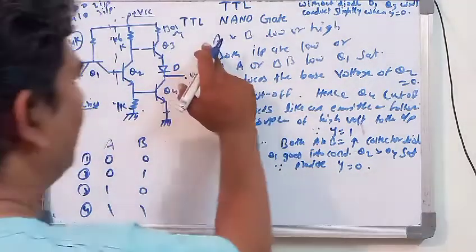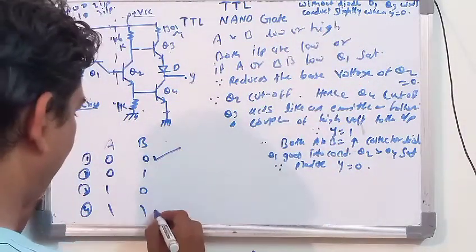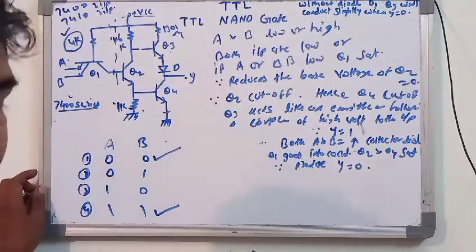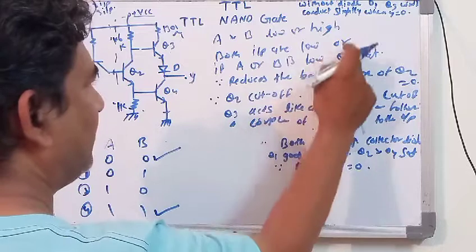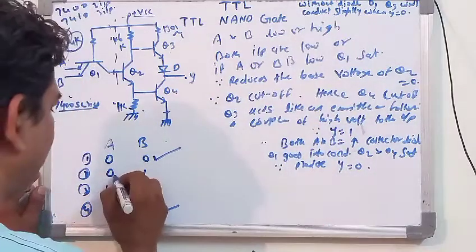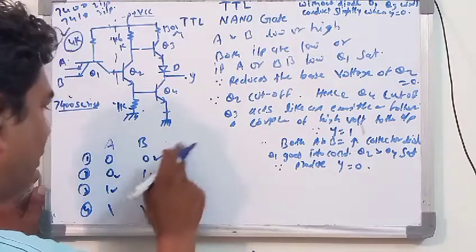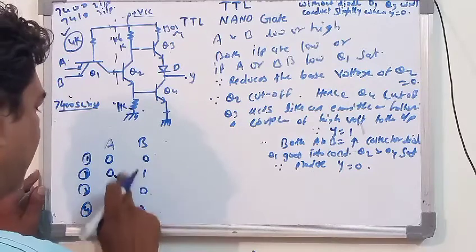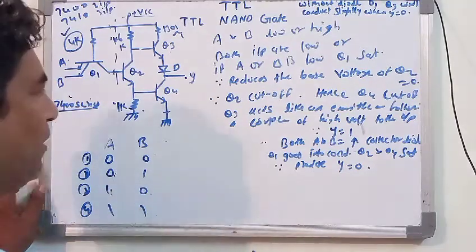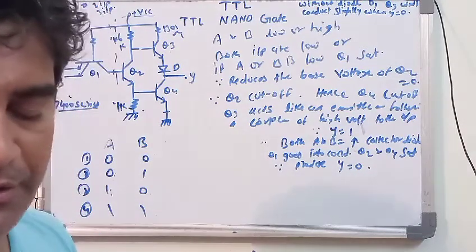If both A and B are low or high, either low or both are high. Both inputs are low and both inputs are high. Either one is low or one is high. Either one is high or either one is low. According to that we will be getting the output, and according to that the circuit transistors turn on and off, you will be forming that value, the 1 or 0.